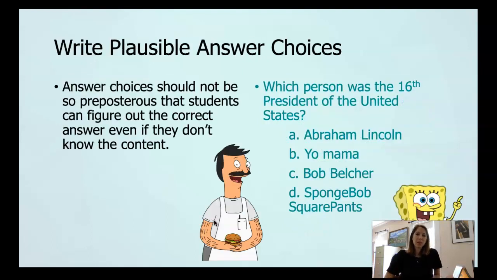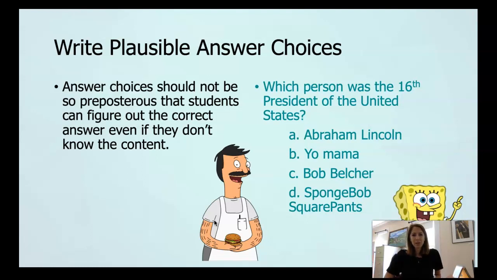So another thing that we want to think about when we're writing a multiple choice question is our answer choices. Of course, there's always going to be one right answer and then three or more wrong answers. And when we are thinking about those wrong answers, we want to make sure those wrong answers are plausible, right? Because if they're not plausible, then students might just be able to simply guess the correct answer without actually knowing the information, right?